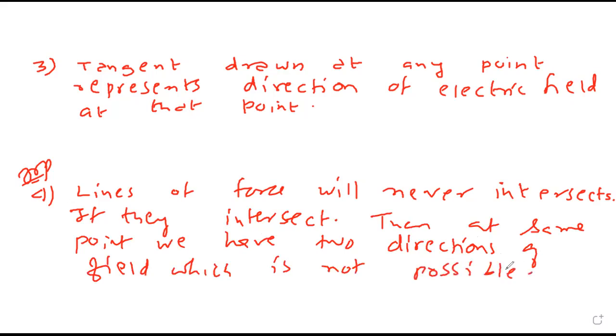So write this third and fourth. Tangent at any point represents the direction of electric field at that point, and lines of force will never intersect, because if they intersect, then at the same point we can have two directions of field, which is not possible.